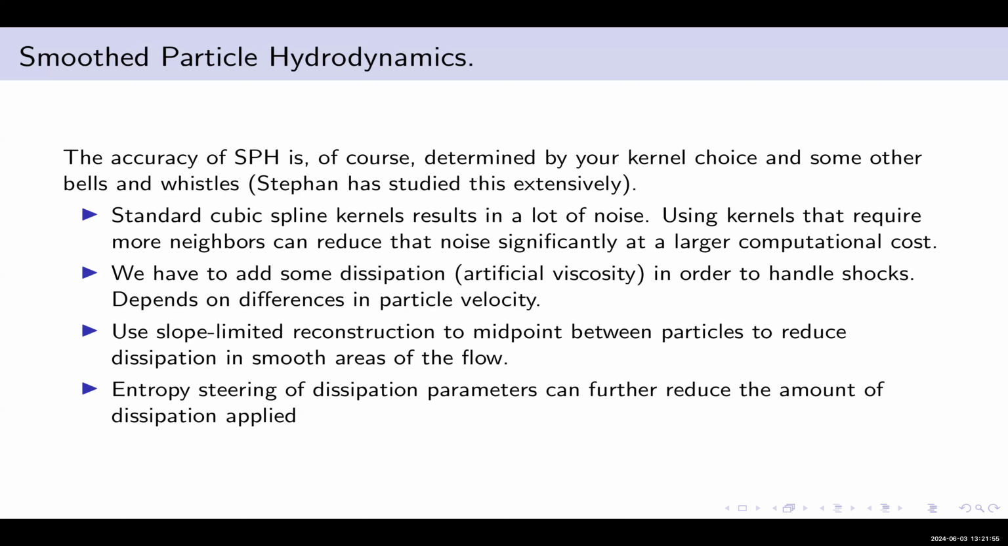For example, like people are doing in Eulerian dynamics, you can use slope limiting reconstruction to the midpoint between particles to reduce the dissipation in smooth areas of flow. And you can also track entropy generation and steer your dissipation parameters so that they turn on when you have a lot of entropy generation, but not otherwise. With all those bells and whistles, it turns out that smoothed particle hydrodynamics can be made quite accurate.